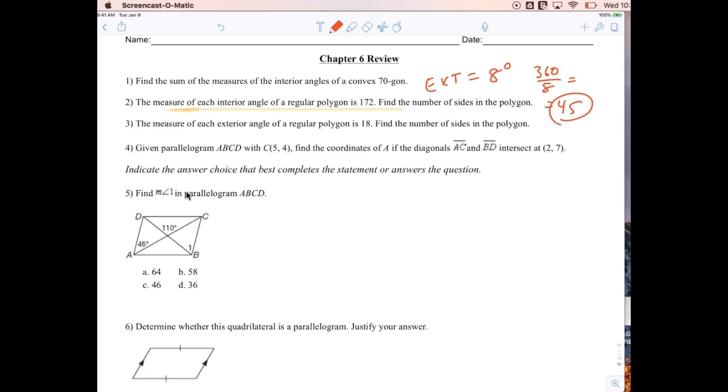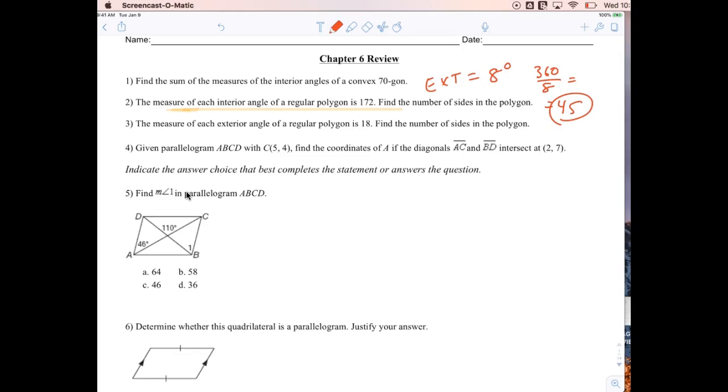That's much easier than if you do n minus 2 times 180 divided by n is equal to the exterior angle or the interior angle. Everybody see that? Hopefully you are paying attention. That's just a really quick way of doing that. Yes, sir.